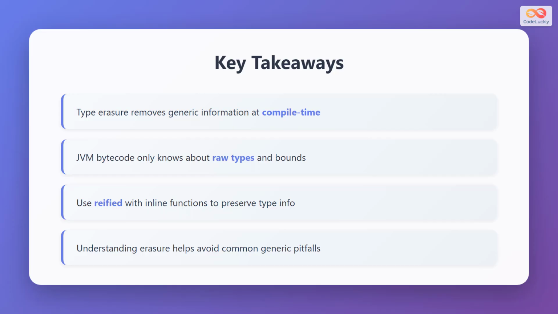Let's summarize the key takeaways. Type erasure removes generic information at compile time. The Java virtual machine bytecode only knows about raw types and bounds. You can use reified with inline functions to preserve type information when needed. And understanding type erasure helps you avoid common pitfalls when working with generics in Kotlin.